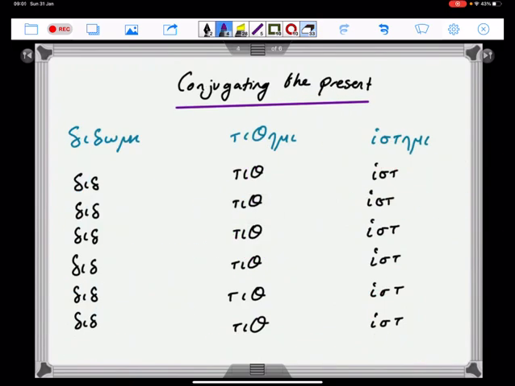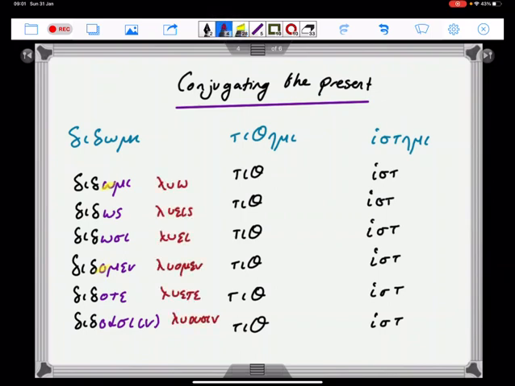How do you conjugate the present? Didōmi, didōs, didōsi, didomen, didote, didoāsi, or didoāsin. The thing to notice is you change vowel length halfway through the paradigm. So the singular ones have long vowels, the plural ones have short vowels. Compare that with luō. It's only really the singular ones that look a bit weird as well. Didōmi, it's that mi that's characteristic. Didōs, long vowel, but not that different to lueis. And then didōsi is a bit weird. And you've got to notice the difference between the third person singular and the third person plural, because they both end in si, and didōsi is singular and didoāsi is plural.